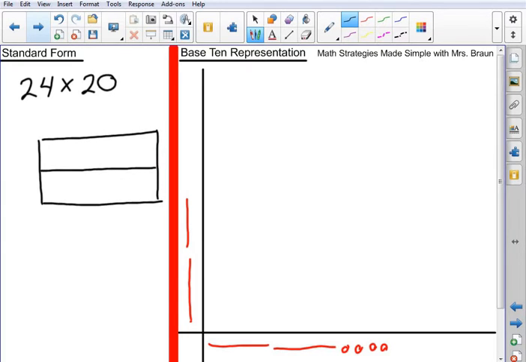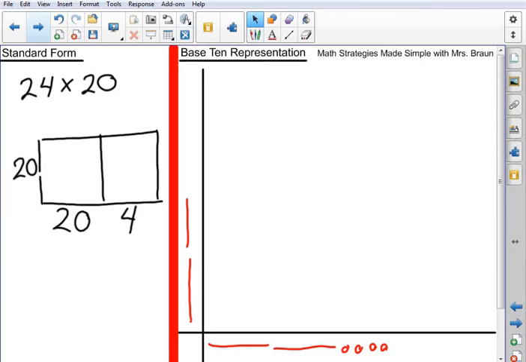Okay, so you could do this one of 2 ways. You can either have a space for the 0, or you can just leave it as 20. I'm going to go ahead and flip this around. And I know that I can have 20 by itself, and then I've got my 2 tens for the 24 and the 4 ones. Okay, let's fill in this model.